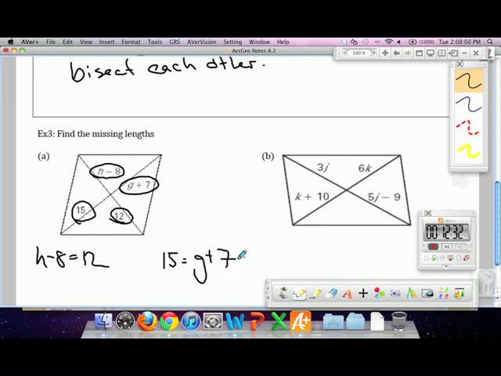Notice that these two lengths, even in this example, are not the same. 12 is not equal to 15. This diagonal's length must be 24. This one's length is 30. They're not individually necessarily equal to each other, but they are cut exactly in half by each other. So these pieces are the same, and those pieces are the same. So you get h is 20, and you get g is... solve this one on your own.